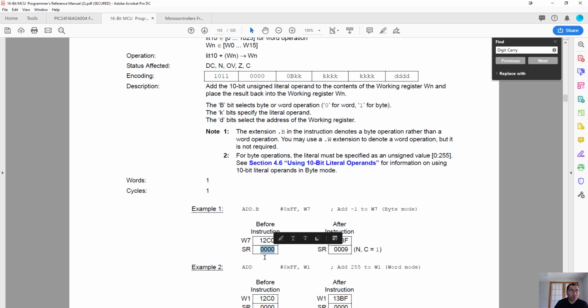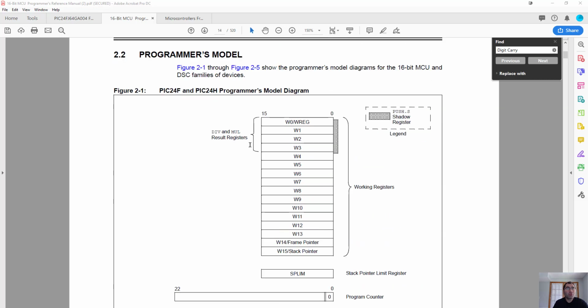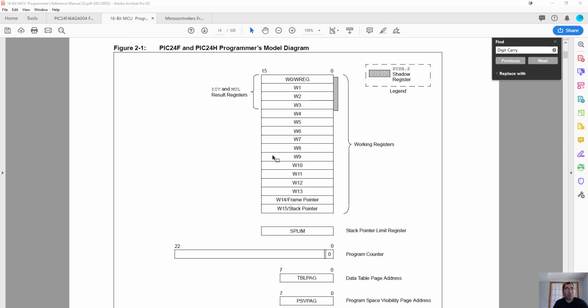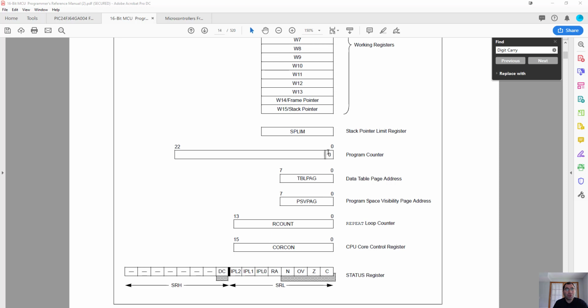Status register initially, there was no flag raised before the operation. And after the operation, it seems like something happened, some flags were raised. So let's try to understand what this is. Okay, I think you remember I showed you this before. This is the PIC24 programmer's model diagram. We have working registers here, and we talked about the frame pointer and stack pointer, but not much. Really, we don't care about all this stuff at this point.